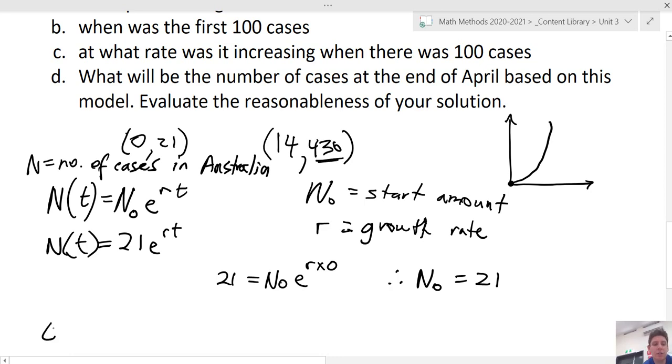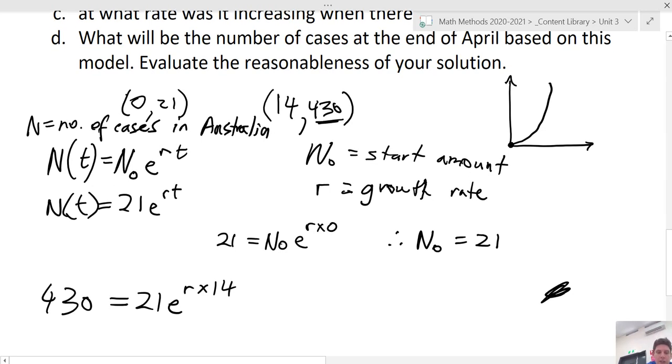430 is the next y value, or N_t value. We just found what n0 is. What was n0? 21. We don't know what r is. Do we know the time when it's 4:30? 14. Yep.